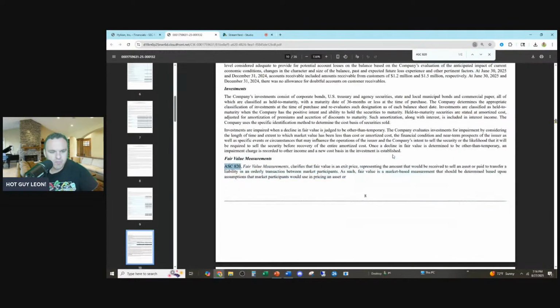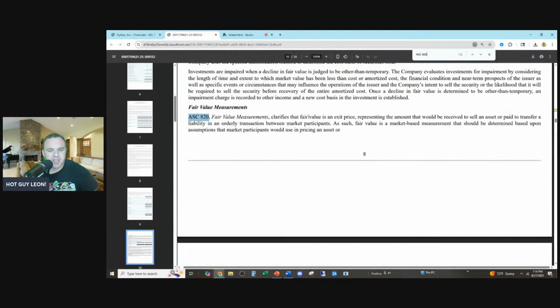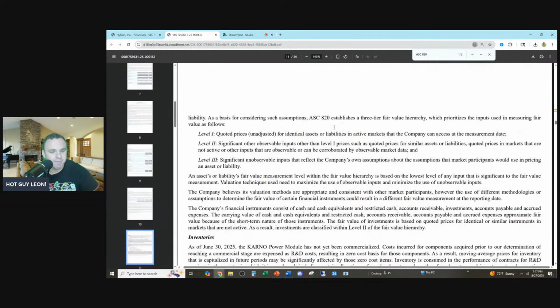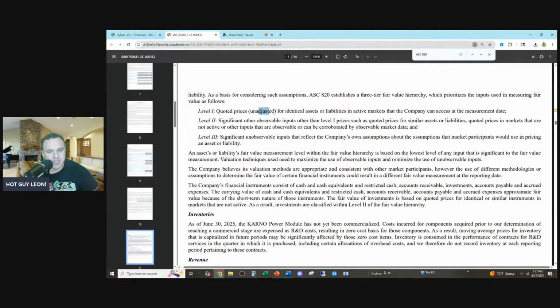Fair value measurements, ASC 820. Clarifies that fair value is an exit price, representing the amount that would be received to sell an asset or paid to transfer a liability in an orderly transaction between market participants. As such, fair value is a market-based measurement that should be determined based upon assumptions that market participants would use in pricing an asset. Level 1, quoted prices, so like stocks. Level 2, significant other observable inputs, like selling a home next door. And then level 3, which is total nonsense, significant unobservable inputs. So basically level 3 is I pulled it out of my butt.